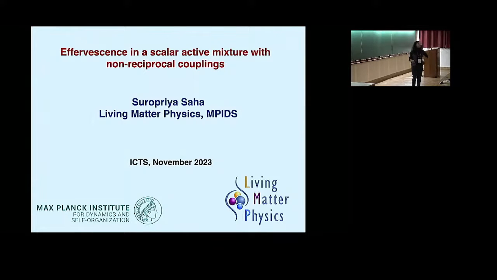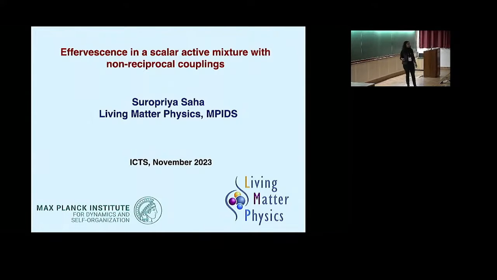So the title of my talk is Effervescence in a Scalar Mixture with Non-Reciprocal Couplings. I'm considering a kind of active matter where non-reciprocity is the only source of activity. I'll be considering conserved densities without any orientation. If you want to think about a microscopic realization, those would be isotropic particles. And I'll talk about how, if you consider a mixture, then effervescence is inevitable.